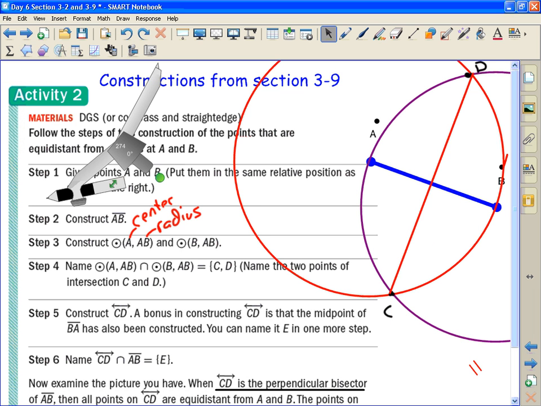Make it a little thinner. Sorry, I made some lines. Shouldn't be there. I'm going to label the point of intersection where the blue line and the red line that I just constructed meet, point E.